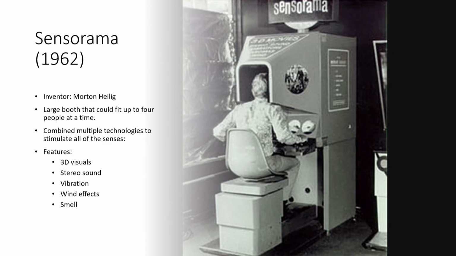Next, we can talk about the Sensorama from the 1960s. So, this is a picture of the Sensorama setup. The Sensorama setup was invented by Morton Heilig. This setup was essentially a large booth that could fit up to 4 people at one time. It combined multiple technologies to simulate all of the senses. The key features of this setup were 3D visuals. In addition, you had stereo sound, you had vibration effects, you had wind effects, you even had smell effects. So, in a sense, it was trying to fool all of your senses and transport them into another location.